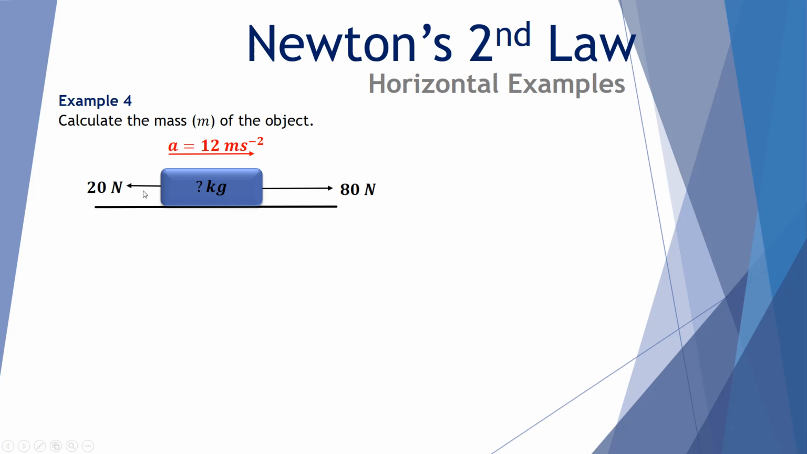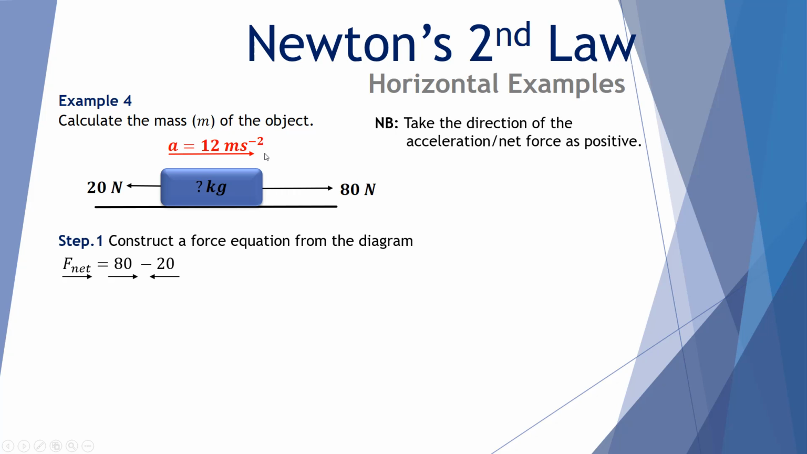Example number 4. In this case, we want to calculate the mass of the object. We have an unknown mass, a force of 80 newtons to the right, a force of 20 newtons to the left, and an acceleration to the right of 12 meters per second squared. Let's construct the force equation in the horizontal plane for this diagram.